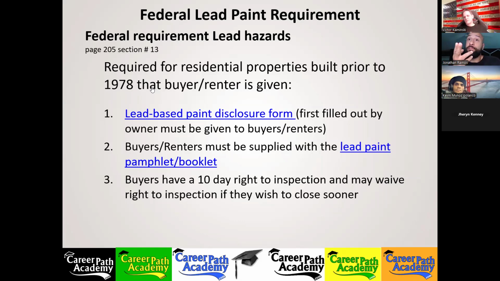The lead-based disclosure form, that was first filled out by the owner. The pamphlet, informing them of the hazards of lead. And the right to inspection. We've got to give them a 10-day opportunity to have an inspection for lead or waive that opportunity if they wish to close any sooner. Needs to know.